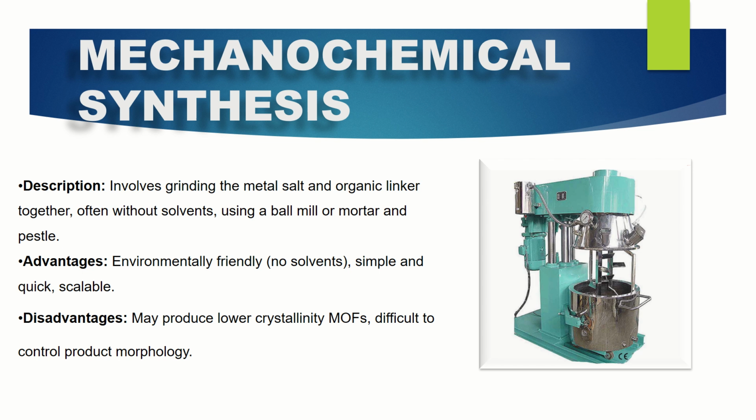Mechanochemical synthesis involves grinding the metal salts and organic linker together, often without solvents, using a ball mill or mortar and pestle. Advantages: it's environmentally friendly, that is, there are no solvents, simple and quick and scalable. Disadvantages: may produce lower crystallinity MOFs, difficult to control product morphology.